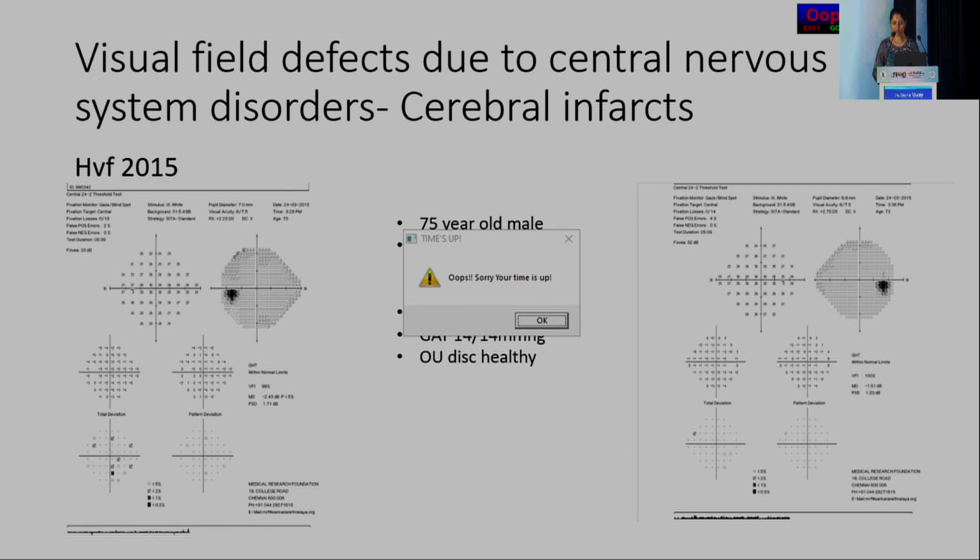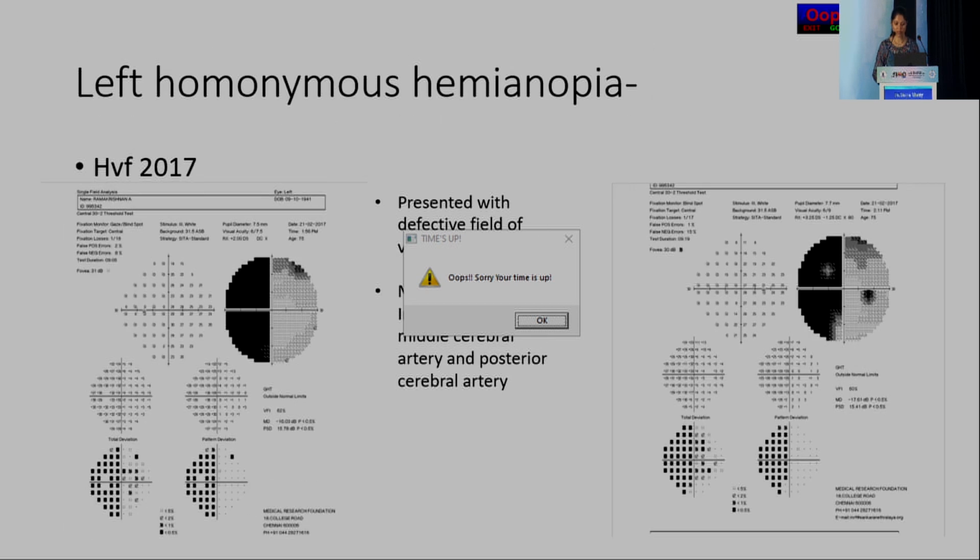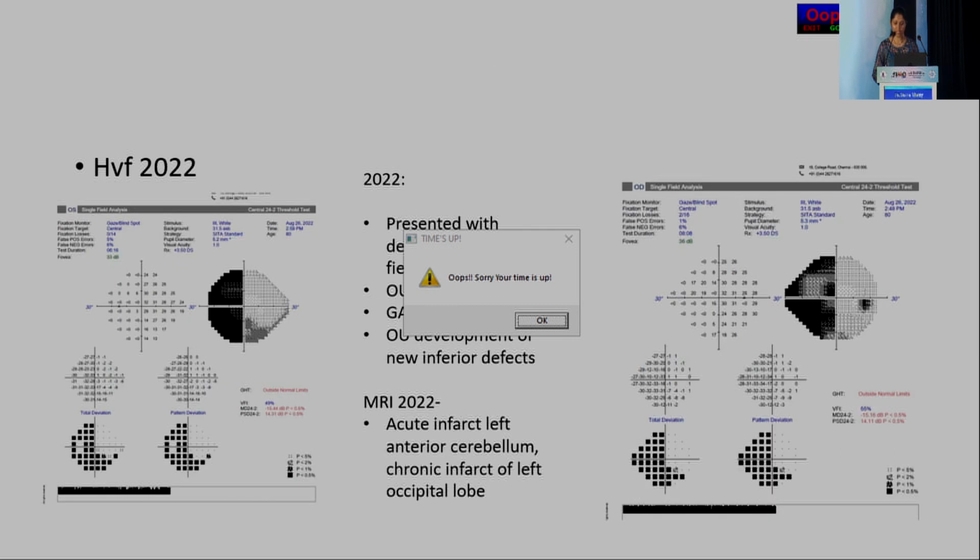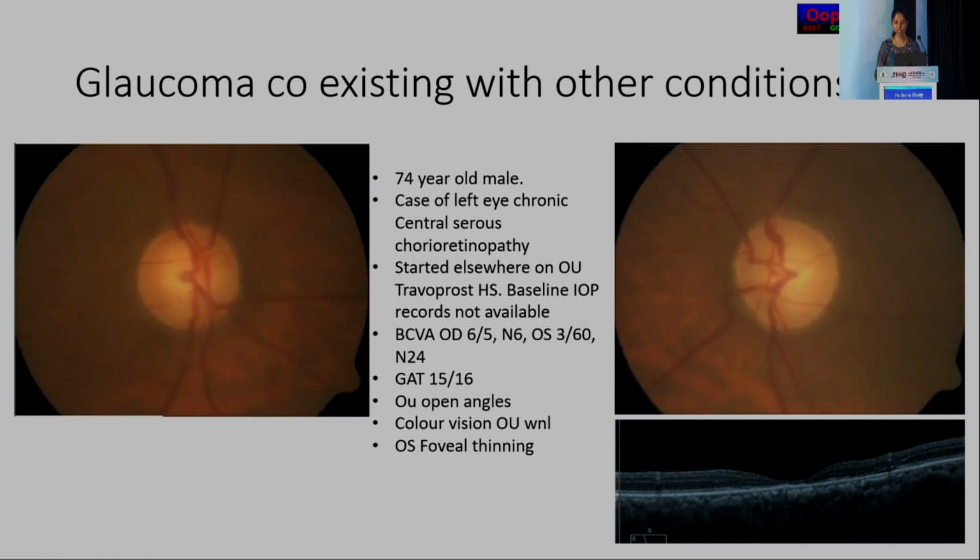This is a case of a 75-year-old glaucoma patient presenting with visual field defects. 2015 fields were normal. In 2017 when he came, he had a left homonymous hemianopia. The discs were stable in both eyes. Neuroimaging showed an infarct corresponding to the defects. Again in 2022 there was worsening of the defects in the inferior hemifield, though the disc was stable. Repeat neuroimaging showed another infarct in the left anterior cerebellum. So any new defect appearing in a glaucoma patient without changes in the disc, always rule out other causes. Glaucoma can coexist with other conditions also.